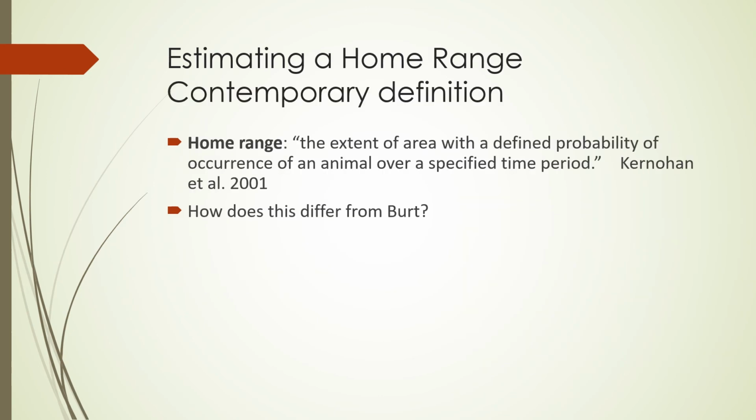So a more contemporary definition of home range is the extent of area with a defined probability of occurrence over a specified time period. So there are really two things now that differ from the original definition by Burt. Number one, that we're defining a particular time period, whether it's the winter period, the breeding period, and so on. And also adding the probability of occurrence to the definition, not just where an animal occurs.